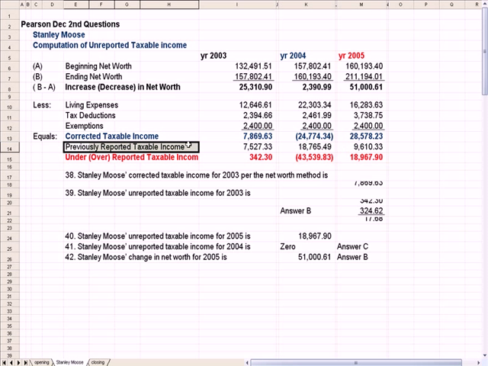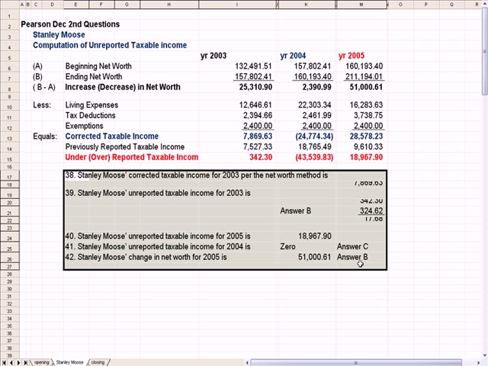The previously reported taxable income is what the taxpayer reported, and so the IRS is saying, well, if we come up with this corrected taxable income and we look at what you reported, we think you underreported by $342. Now I would ask you to ignore some of the computations on here because they were errors in the test bank for the question that was asked. I'm really more concerned about the calculations themselves.